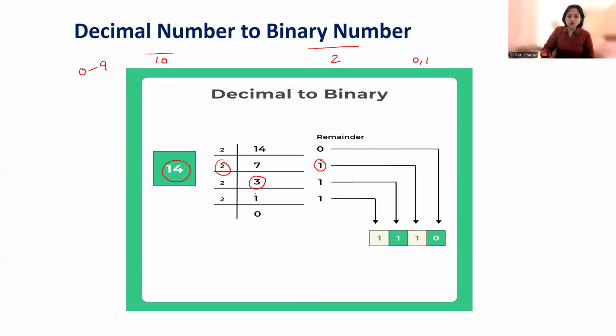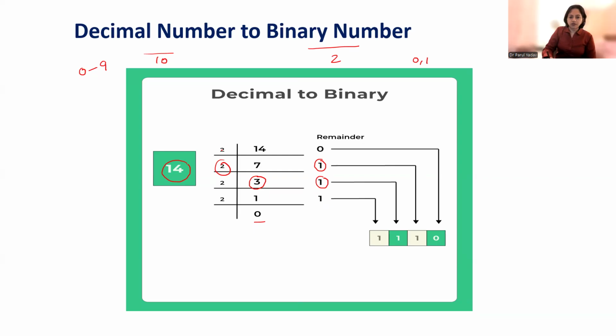3 divided by 2. So 2 times 1 will be 2, and the remainder will be 1 here. Now again, you will divide this 1 by 2, and 2 times 0 is 0, so the remainder will be 1. Since here we have 0, now we will stop here.